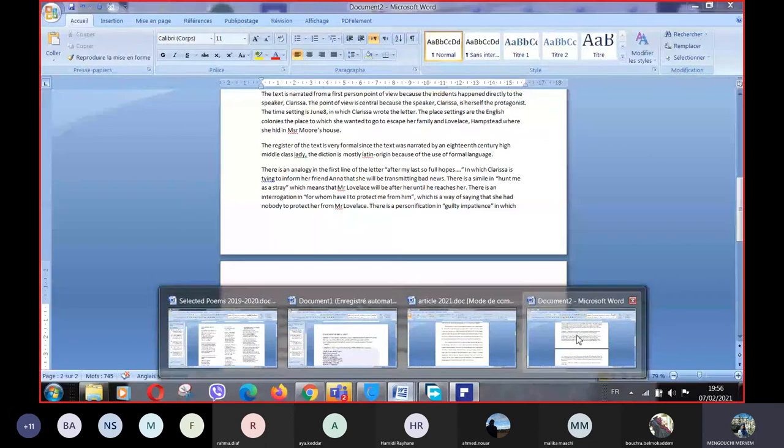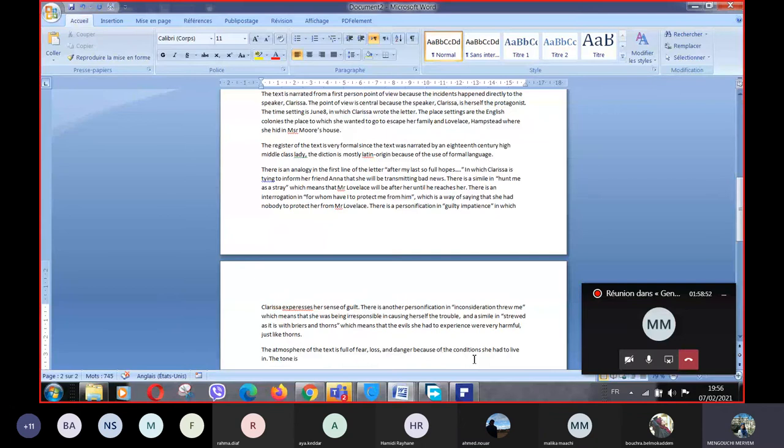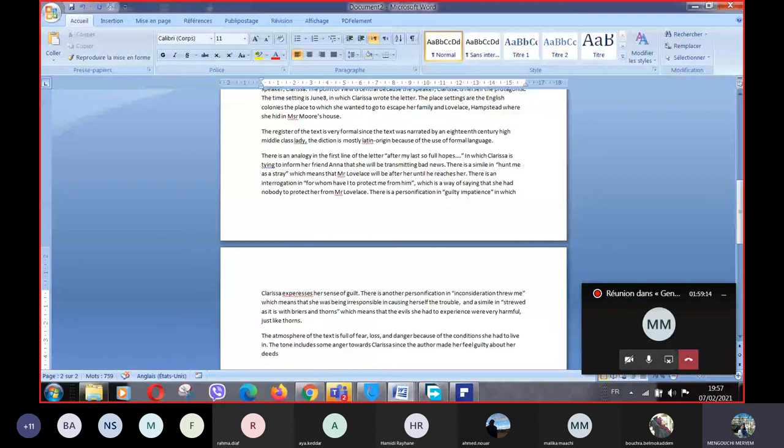So the tone includes some anger towards Clarissa, since the author made her feel guilty about her deeds. Okay, but is there only anger? I don't think there's only anger. He made her survive the rape, and she speaks about vanity and pride. So she is virtuous, which shows that he is not that angry with her. He does feel some pity for her, okay? He does feel some sympathy over her.